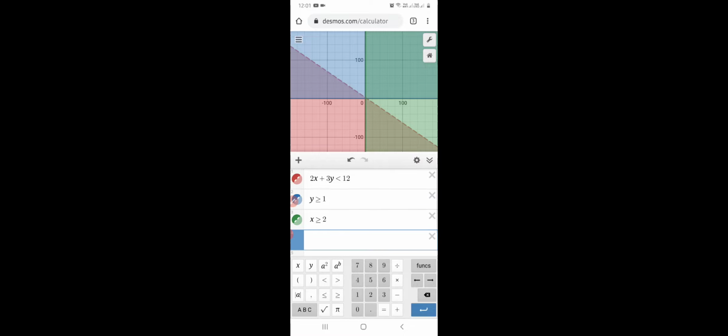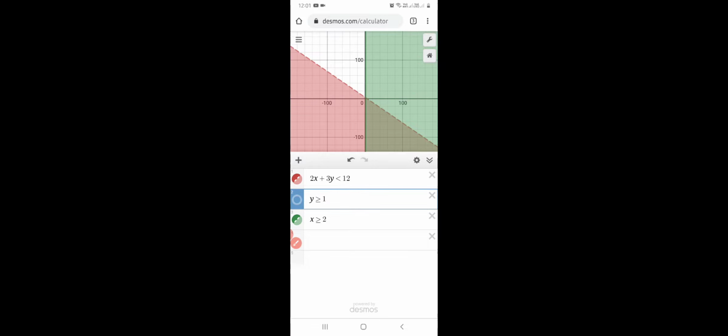Now let me go one by one. So let us take the first one. So let me block all the other. Let me block the second one, let me block the third one. So let me understand, this is the first area. Fine. Then this is the second area, y greater equals to 1. Let me zoom out a little bit. Okay, this is the second area now, and this is the third area. Fine, all clear.